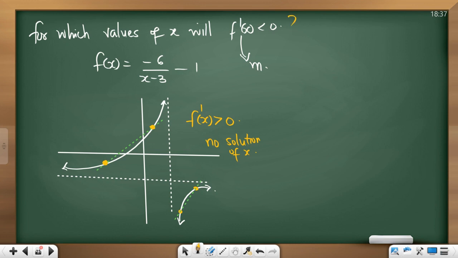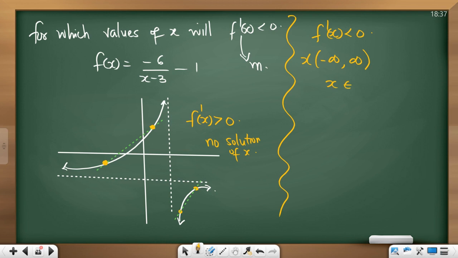No solution for x. But should the examiner have said this, then we would have said x is an element of negative infinity to positive infinity, but x cannot be equal to, remember everything we do in this graph, x cannot be equal to 3. Why? That's my asymptote. There's no gradient, because the graph does not exist. So the gradient of this graph remains positive across the board, but not at 3, because the graph does not exist at 3.